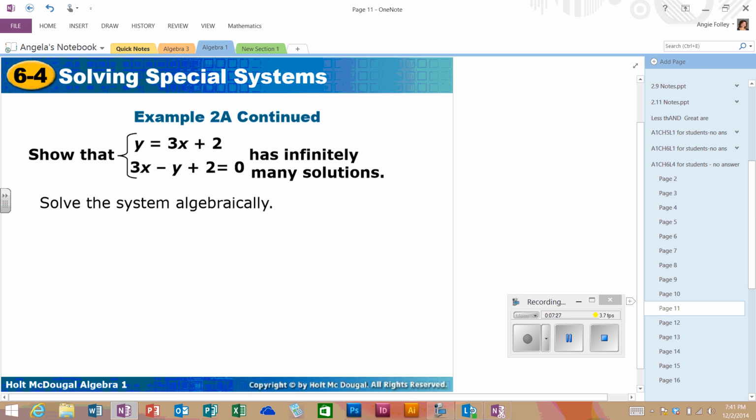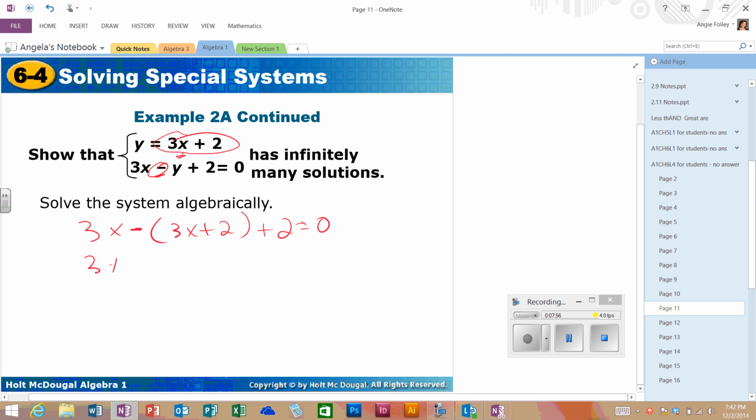All right, so let's see if this one has infinitely many solutions. So we're going to solve it. You can solve it any way you want. I would probably substitute because I see that this is already solved for y. So if I plugged that into y, I get 3x. Now here's where you have to be careful. This is a minus y, so it has to be minus this whole thing.